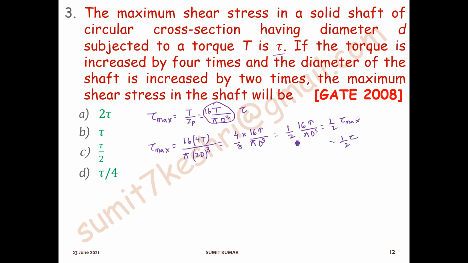If the torque is increased by 4 times and the diameter is increased by 2 times, that is twice, then the maximum shear stress becomes half of the initial value, or half of this tau. So we can see option number C will be your right answer. This question was asked in GATE 2008.